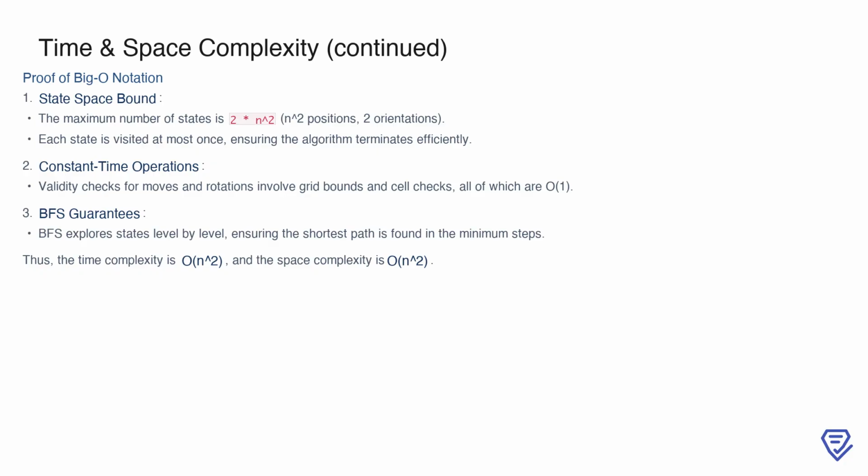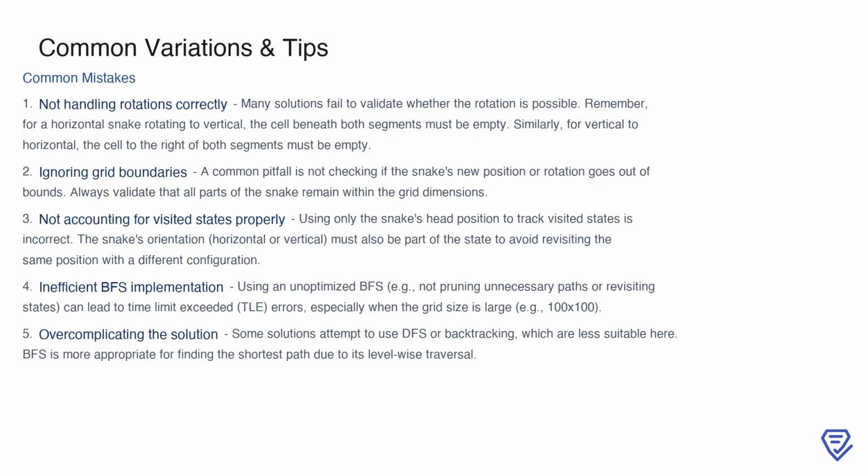Furthermore, operations like boundary checks, grid cell validations, and move rotations are all constant time operations, or O(1). The BFS algorithm also guarantees that states are explored level by level, ensuring the shortest path is found in the minimum number of steps. Combining these factors, we confirm that both the time complexity and the space complexity of the solution are n squared. Here are some common mistakes to watch out for in this problem.